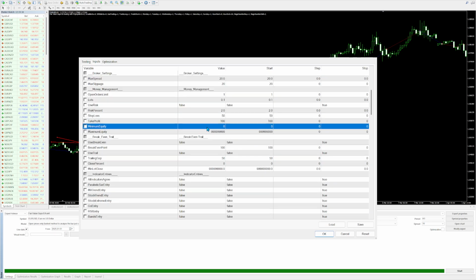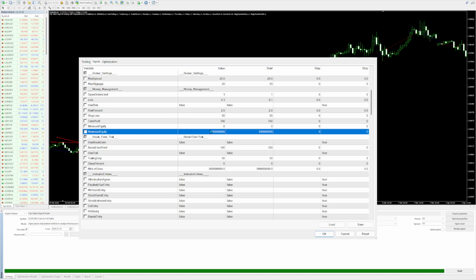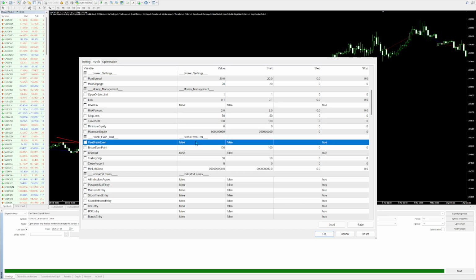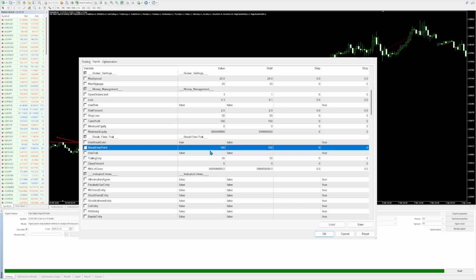So that's that. Minimum equity. If the equity of the account falls below this value, then the EA will close all trades and terminate. Maximum equity. If the account goes above this value, the EA will do the same, close trades and terminate. Okay, break-even trail. So you can set the EA to have a break-even. If you set this true, this is the break-even point in pips.